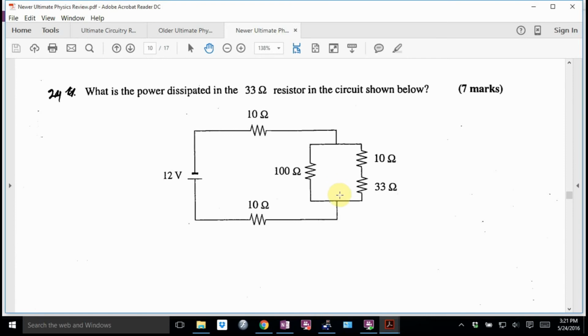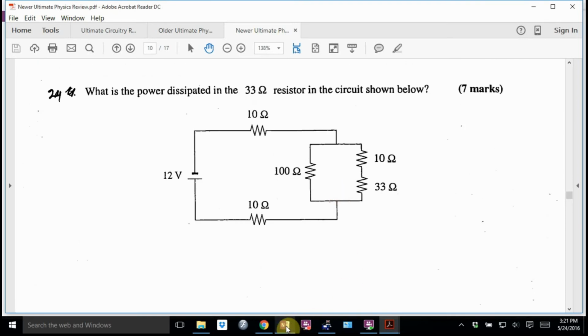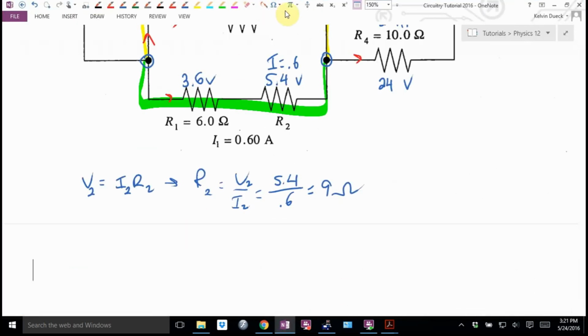Okay. I think this one here, I'm going to have to rewrite. How can I tell at a glance that this one here I'm going to have to rewrite? No amps anywhere. If they don't give me amps anywhere and nothing with 2, I'm rewriting this circuit. So this would be considered a good fair game question. It says, what's the power dissipated in the 33 ohm resistor below?